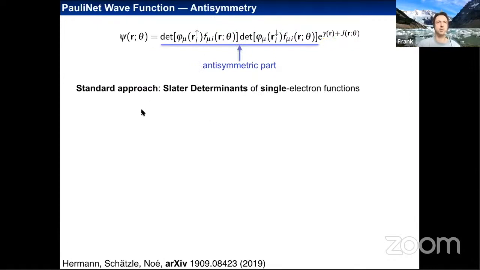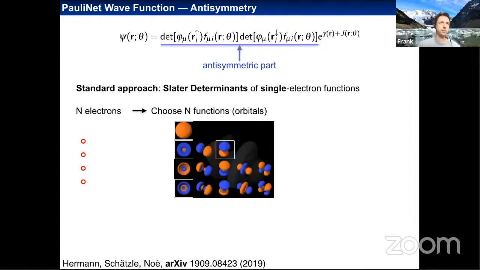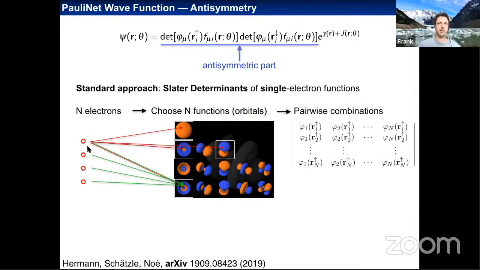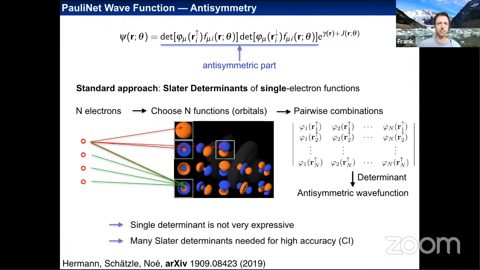So first of all, the antisymmetric part is implemented with Slater determinants. The idea is we have n electrons. We have some set of ansatz functions, so orbitals. And we assign these n electrons to n orbitals. And as a result, we get these pairwise combinations. So that's the Slater matrix. And if we compute the determinant of such a matrix, this is an antisymmetric wave function because the determinant is an antisymmetric function with respect to exchange of electrons.